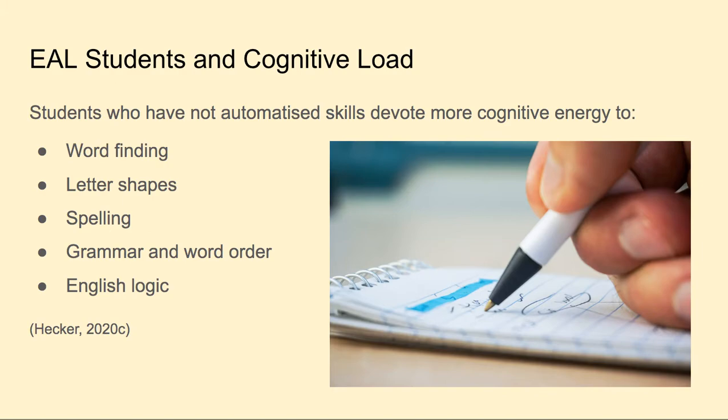Also, spelling. English comes with a lot of spelling rules that some students may not be used to. English also has a very particular grammar and word order, which may affect the meaning in a sentence. And finally, English has a logic that is different to other cultures. English tends to be very direct, whereas other cultures may circulate around the topic or the argument for quite some time.